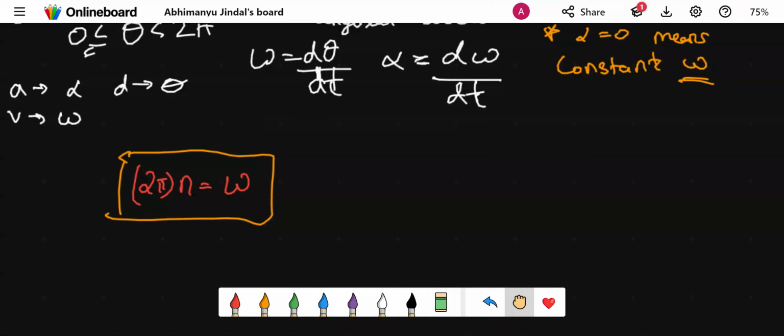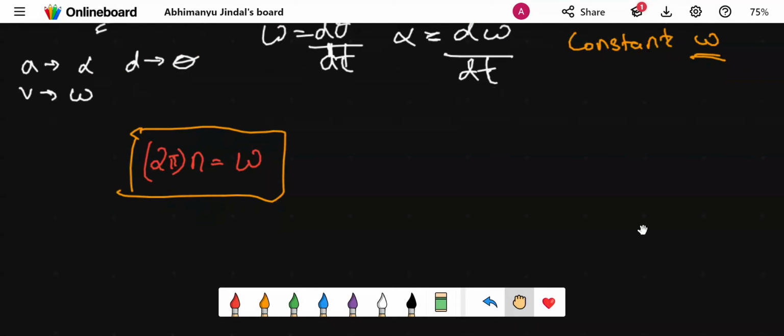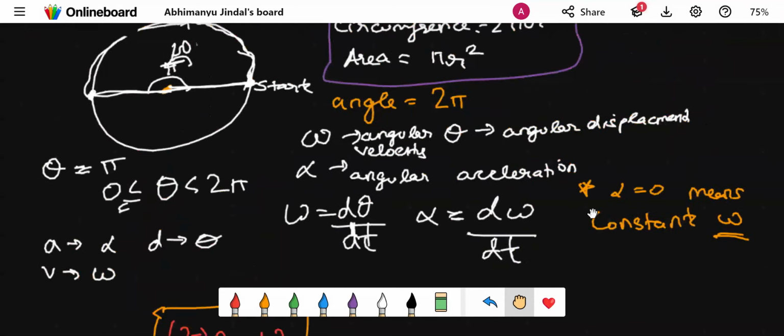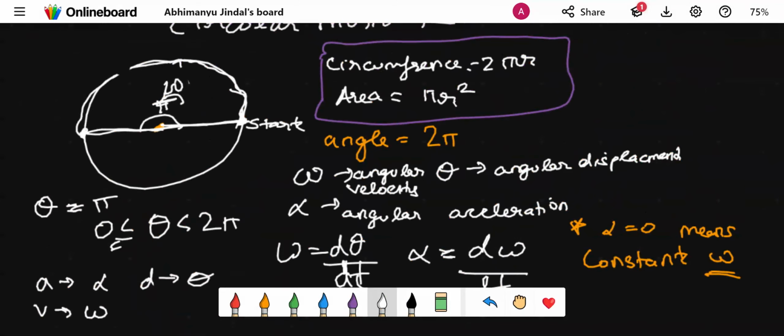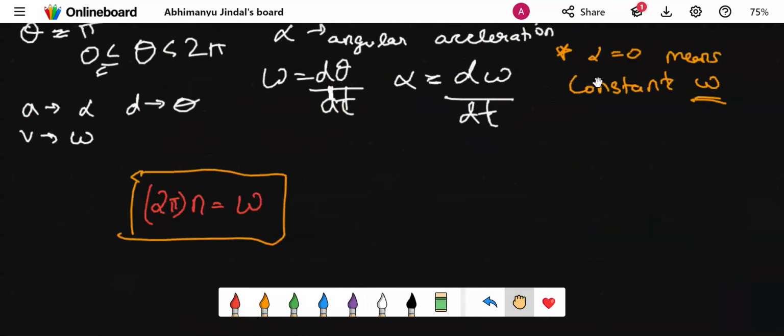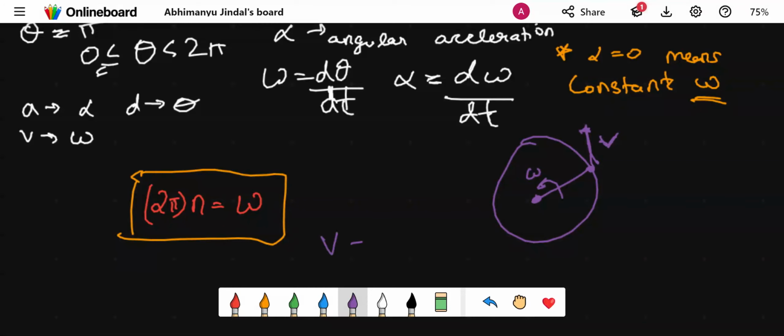Just keep this in mind that omega equals 2 pi times the number of revolutions. Okay, now let's go to this. A particle right here has a velocity v this way, and if this is the center, the angular velocity is omega. So the relation between velocity and omega is v equals r omega. V equals radius times angular velocity.